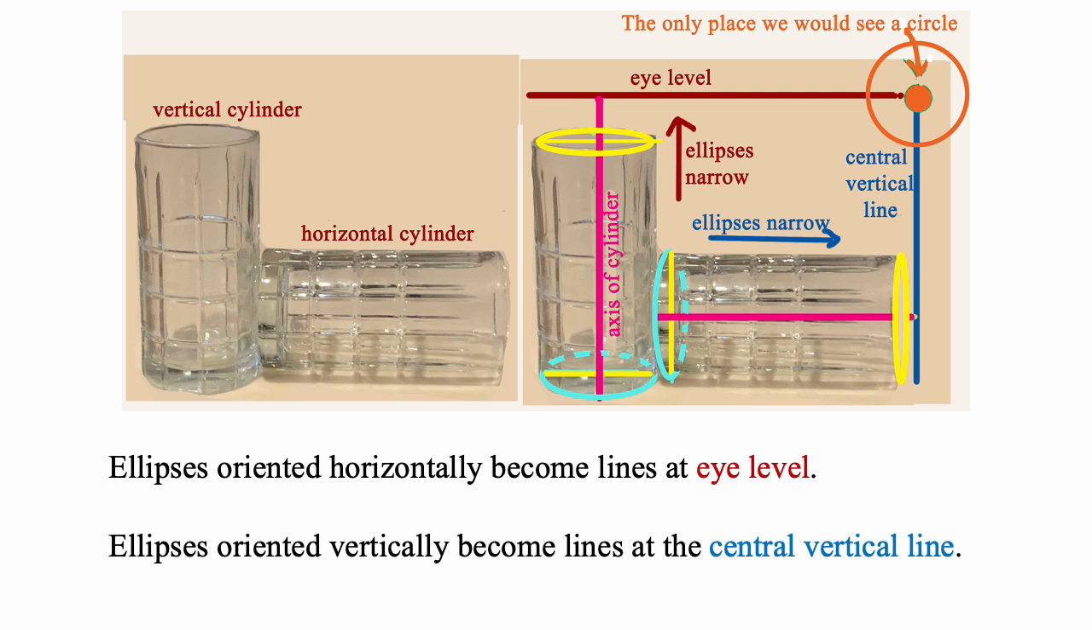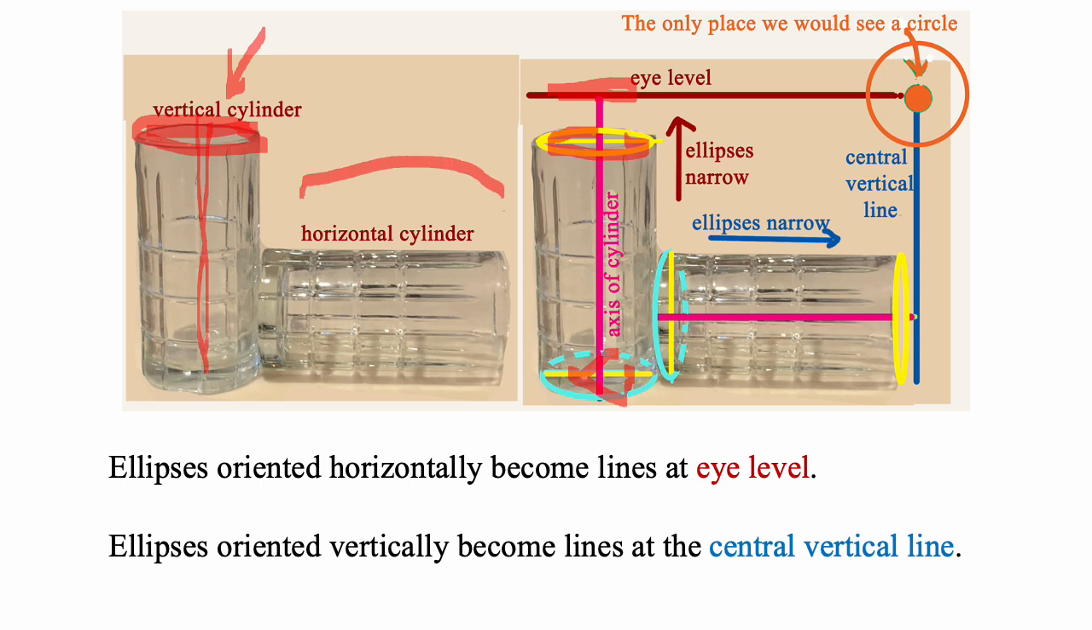We usually see vertical cylinders from a bird's eye view. So their ellipses are horizontal, meaning that their major axis is horizontal, and the minor axis is contiguous with the axis of the cylinder. The top ellipse is narrower than the base because it's closer to eye level, and at eye level, the ellipse is a line.